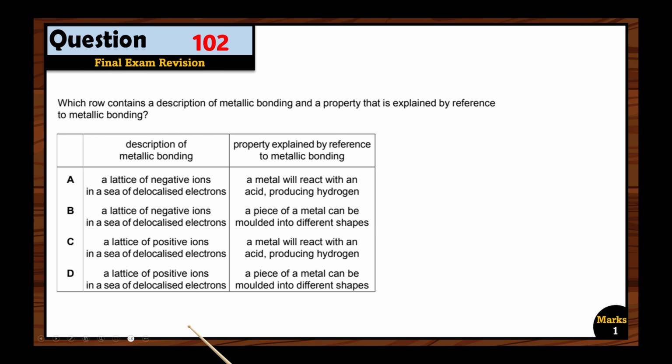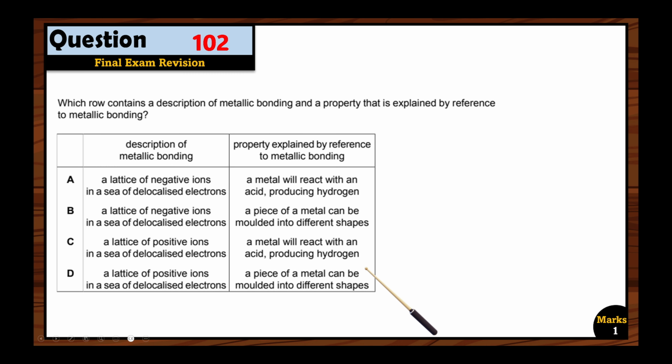A metal will react with an acid. So this property has to be explained by the description, a lattice of positive ions in a sea of delocalized electrons. A metal will react with an acid producing hydrogen. This property has nothing to do with the metallic bonding. Of course, any metallic compound can react with the acid and it will produce hydrogen. That's right, but actually this is not explained by this statement. We have to see the exact statement that explains this one.